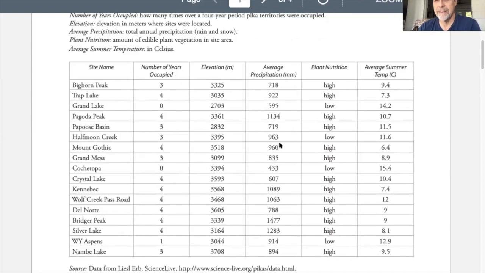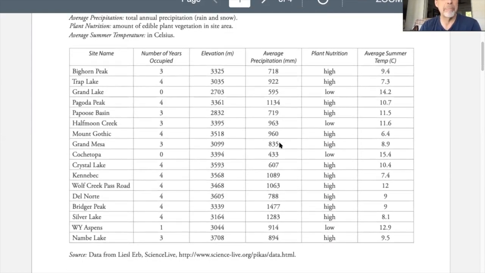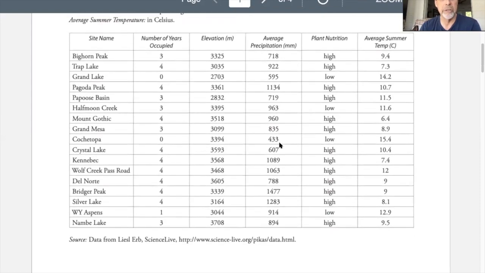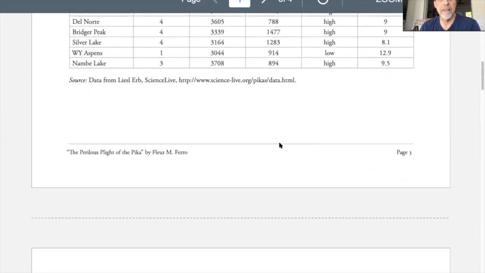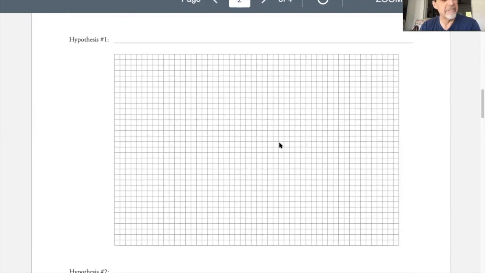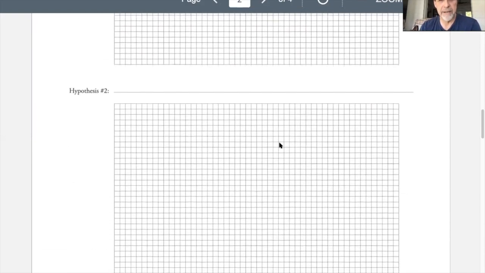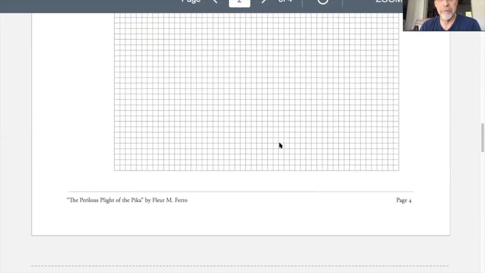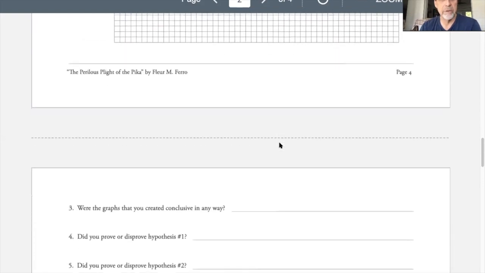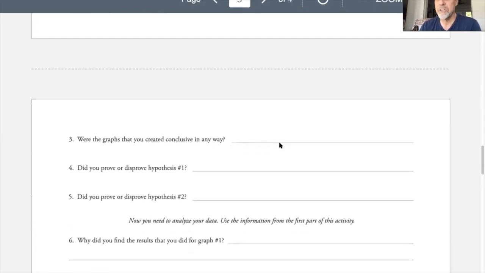9 and 12 degrees centigrade. That might be a perfectly fine hypothesis that you could use, right? And then graph the data. Graph those data. And after you graph those data in these things I gave you, you then answer these questions.